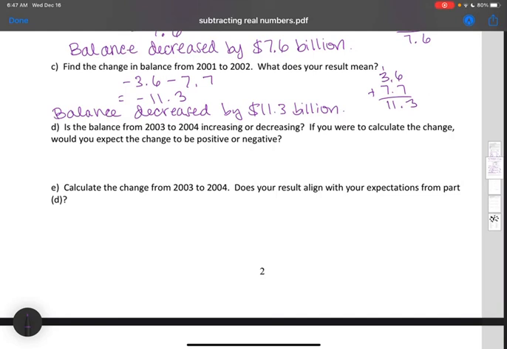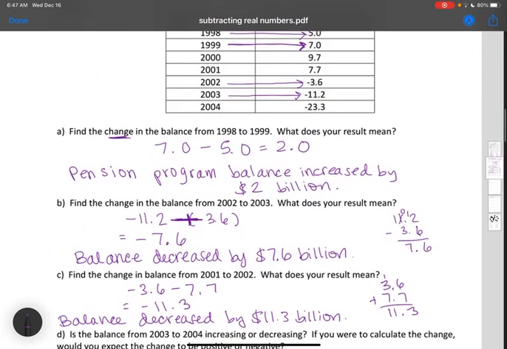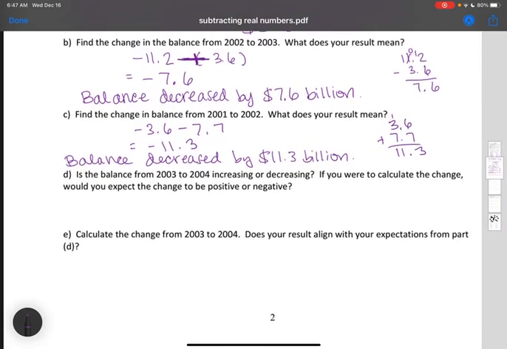Okay, so for D, it said, is the balance from 2003 to 2004 increasing or decreasing? So let me go and look. Let me scroll back up. 2003 to 2004. Let's see, it went from negative 11.2 to an even bigger negative 23.3. So that means it is decreasing. And if you were to calculate the change, would you expect the change to be positive or negative? Well, since it's decreasing, it's going to be negative.